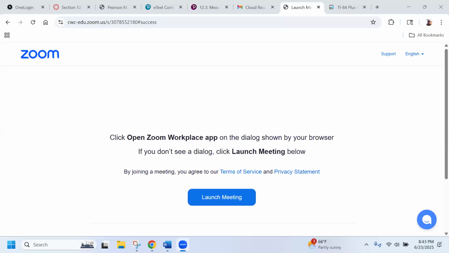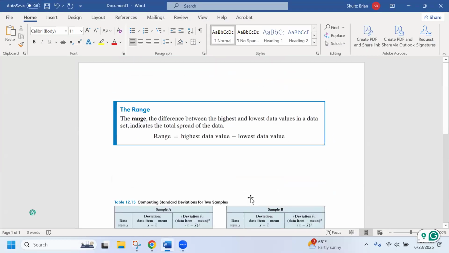Here we go. We're going to start with section 12.3 now. Again, share my screen, clean it up. And today we're going to be talking about a couple of things, but they're both pretty straightforward and simple.